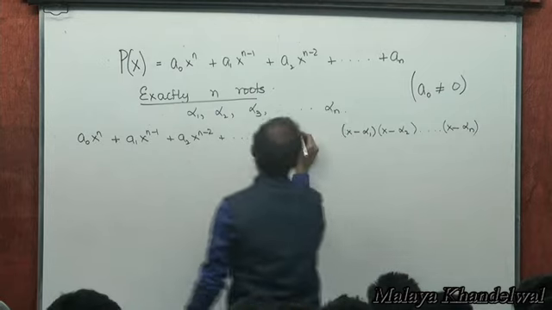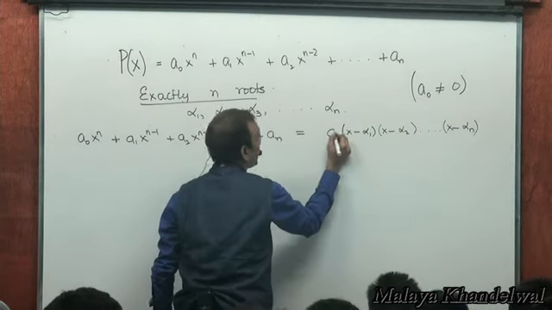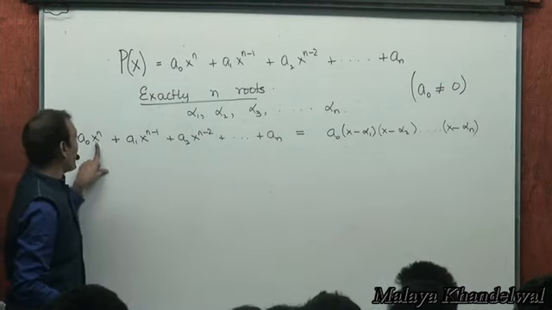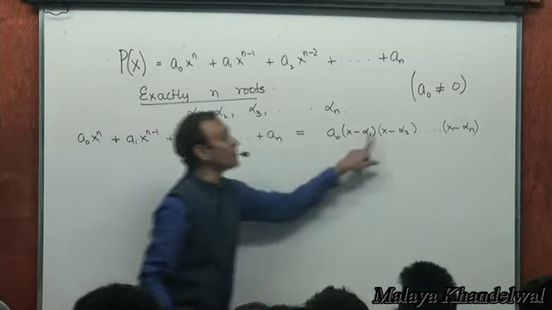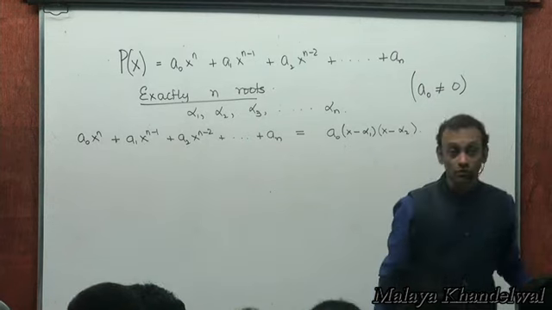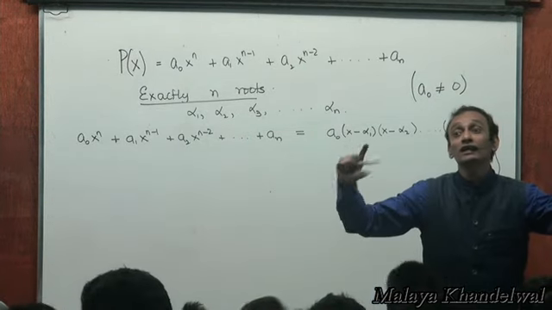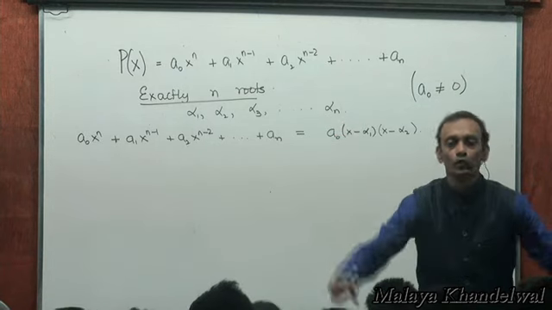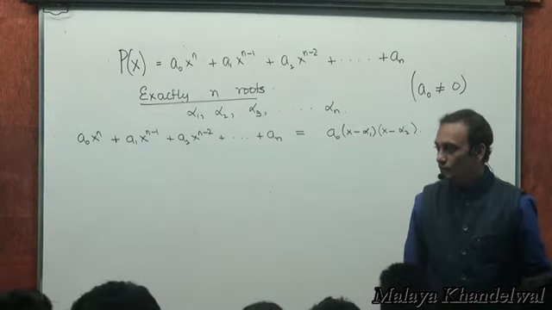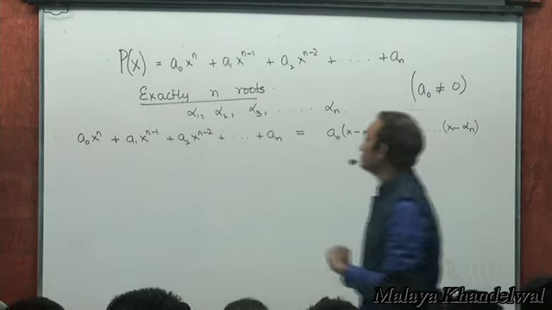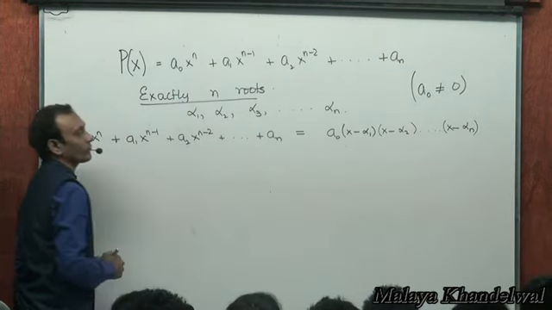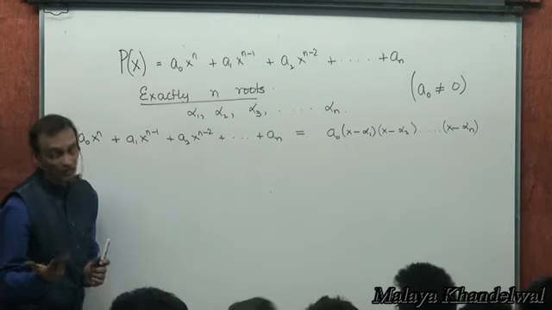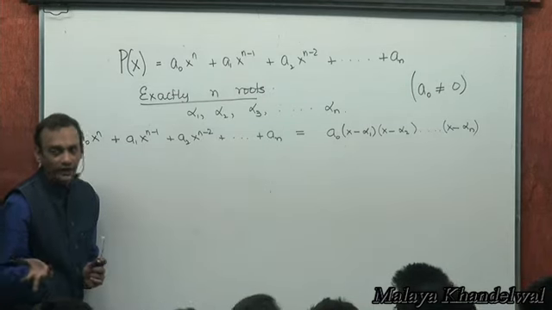So this polynomial is identical to a0 into this. Why did I multiply with a0? Because the coefficient of x power n here is a0, so the coefficient of x power n here must also be a0. If two polynomials are identical, then coefficients of equal powers of x are the same in both polynomials, right? Now a0 is not 0, so I can divide by a0 both sides.